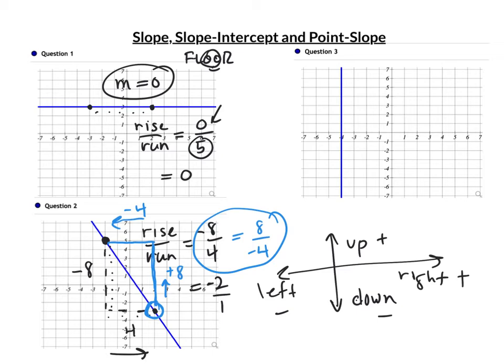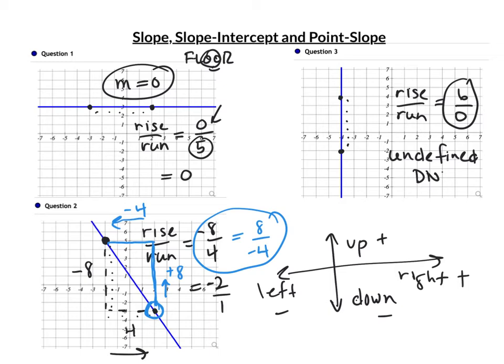For the last example here, a vertical line, again, the process is to pick 2 points on the line, any 2 points you want, and count the rise and count the run. So the rise is 1, 2, 3, 4, 5, 6, and the run is 0. And you have to remember that you can't divide by 0. That is undefined. And in WAMAP terms, they will have you do DNE. Now that's not really a mathematical thing, but it's shorthand for does not exist. That's what they're using to mean undefined.